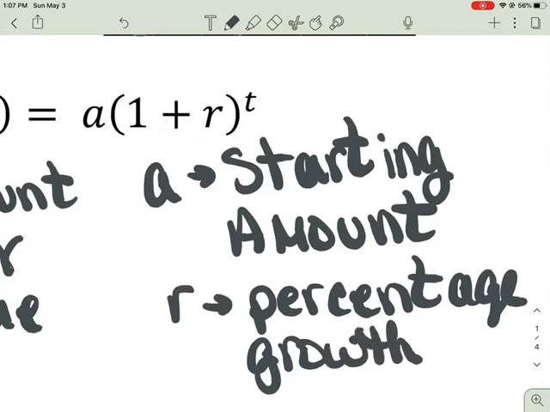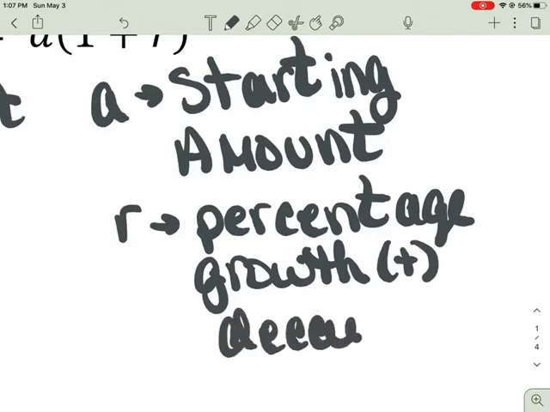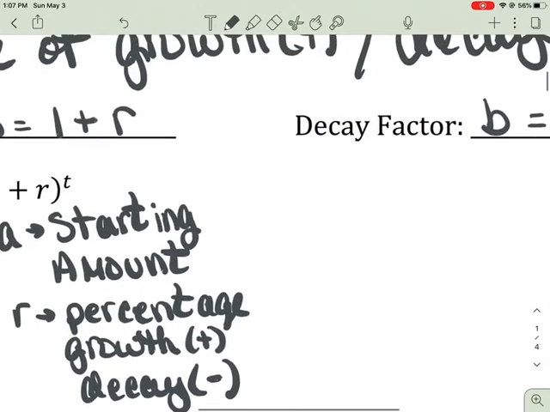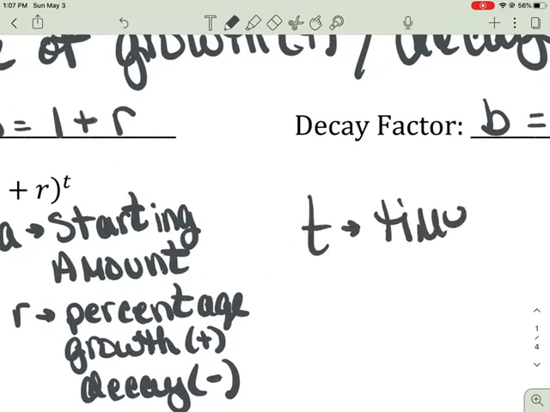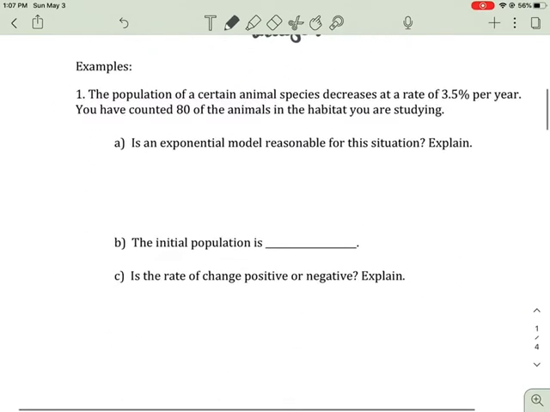So R is going to be our percentage, and that's going to be growth or decay. Again, if it's growth, we're going to add. If it's decay, we're going to subtract. And t is going to be our time. How long are we doing this? How long are we going to look at the number of fish, and so on and so forth. All right, so let's take a look at our problem.